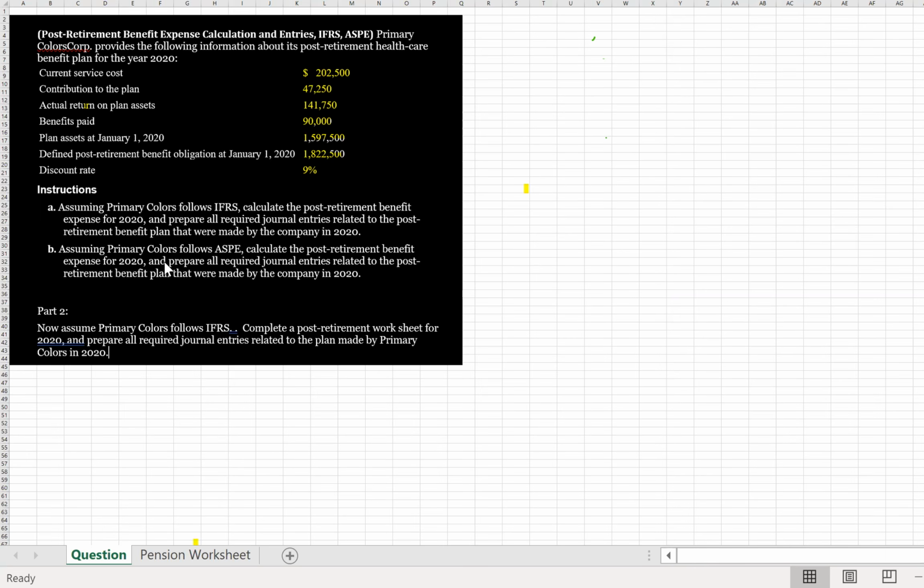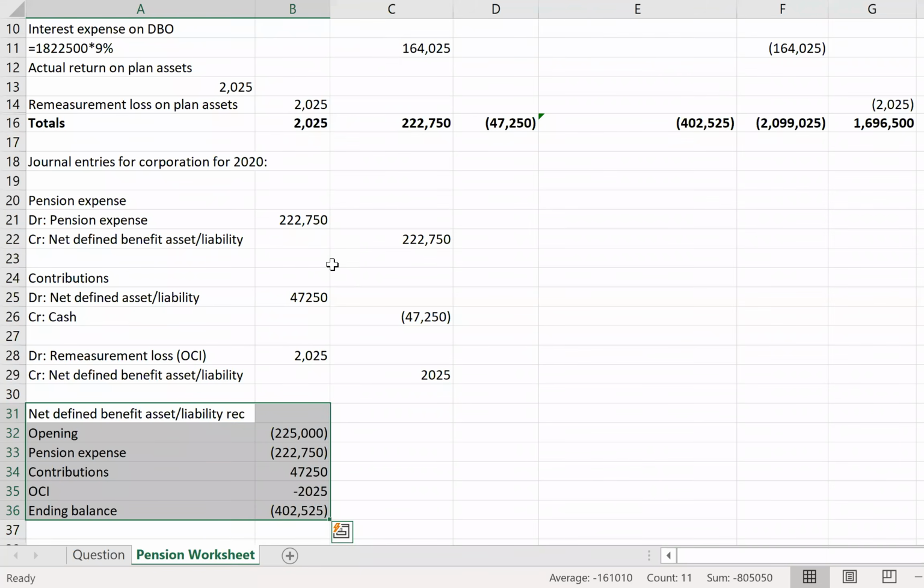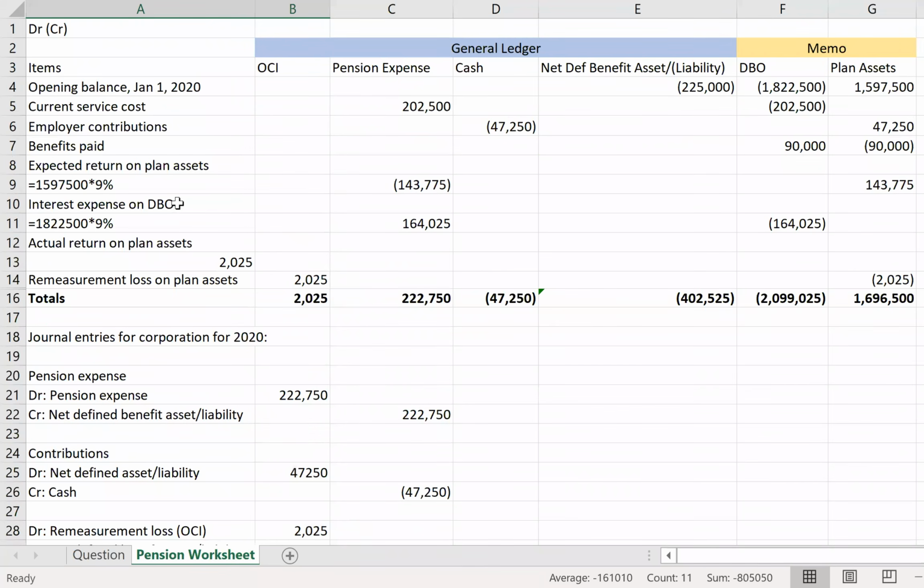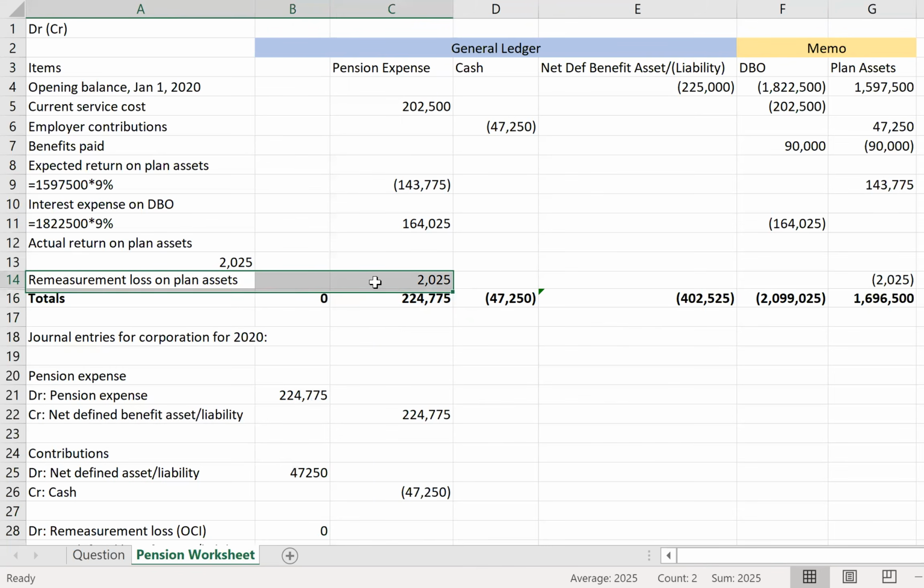Then B says, assuming primary colors follows ASPE, do the same. Okay, so let's take a look. If primary colors followed ASPE, the only thing that would be different is that we wouldn't have OCI, no OCI in ASPE. So what's going to happen to this remeasurement loss on plan assets? It's still going to be a debit, but now it's going to go through pension expense. And so that increases our pension expense by that difference that went through OCI. And everything else is exactly the same. That's the only difference. It's just remeasurement losses or actuarial gains and losses that would go through OCI versus pension expense under ASPE.